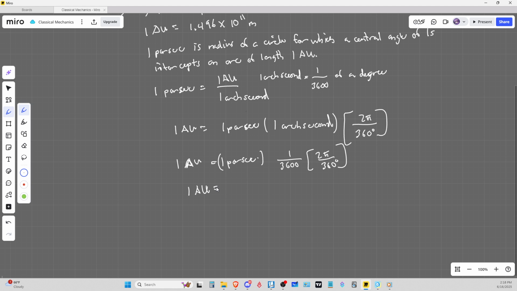It just looks strange because I'm not used to seeing it like that, where you just multiply the units with the number. Parsecs. I guess they did it just to get rid of the degrees. I think that's the reason why they wrote it that way.